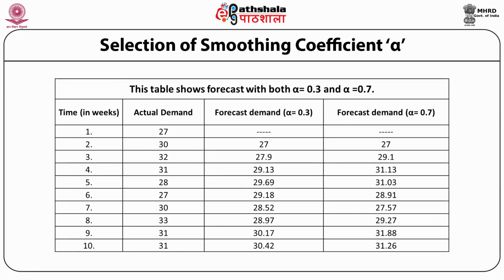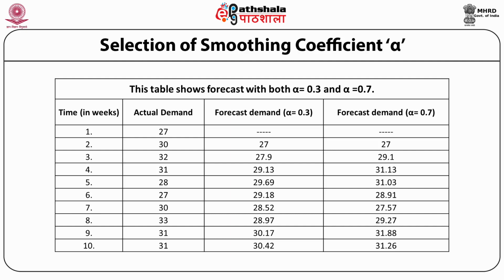For instance, by using alpha as 30%, forecasted demand for week 2 was 27 units, and for week 3 it was 27.9 units. Similarly, for the last week, that is week 10, by using alpha as 30%, the forecasted demand was 30.42. The last column in the table indicates the forecasted demand by taking alpha as 70%. For week 10, by taking alpha as 70%, the forecasted demand was 31.26 units. By using this illustration, we wanted to understand the concept of which alpha to be taken. Should we take alpha as a low value of 30% or alpha of a high value of 70%?